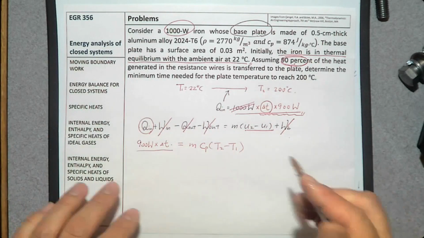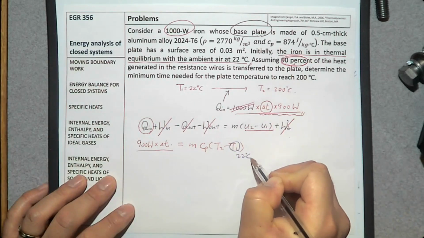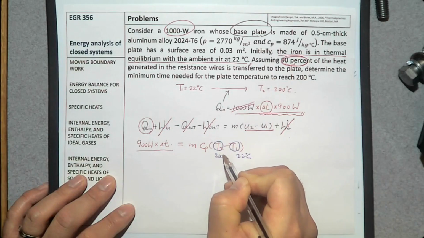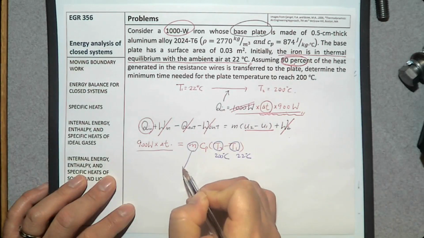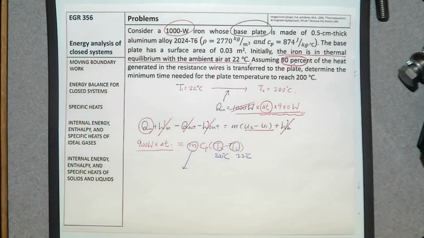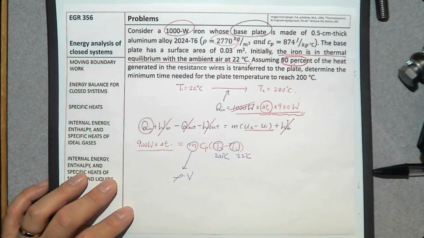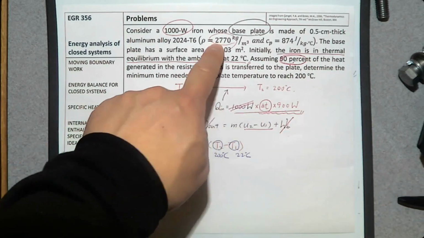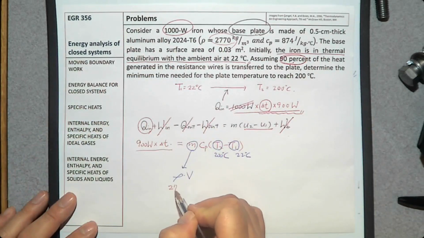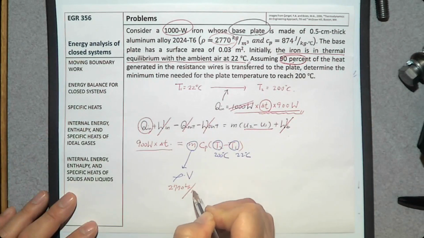Then, what is the initial temperature? 22 degrees Celsius. What is the final temperature? 200 degrees Celsius. What is the mass of the system? Do we have the mass of the system? No, but we know the density. Why is the density given? Because we can determine the volume and multiply by this density will give us the mass of the system. Because mass is density times volume. Then what is the density? 2770 kilogram per cubic meter.